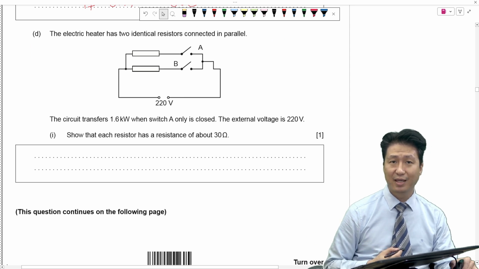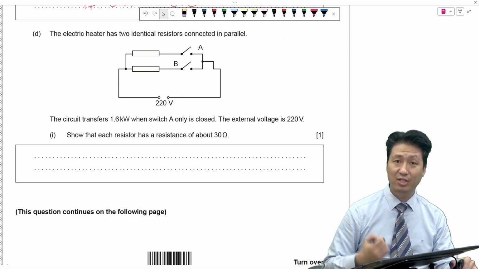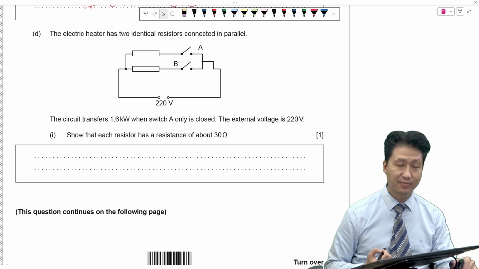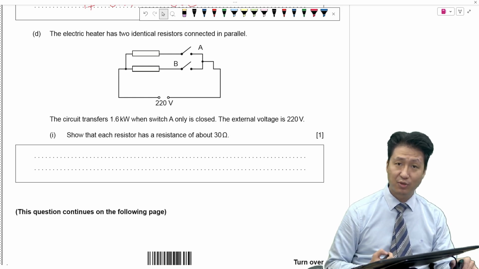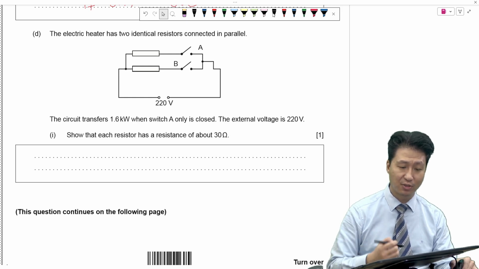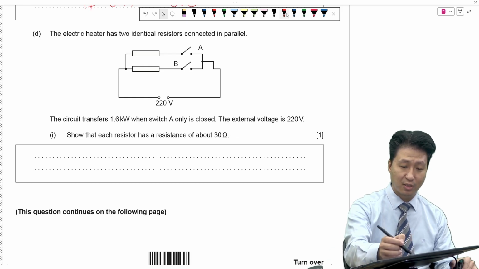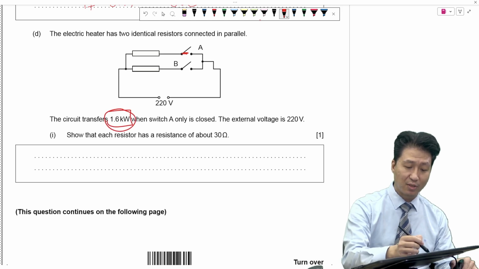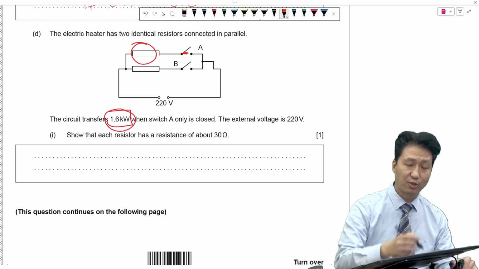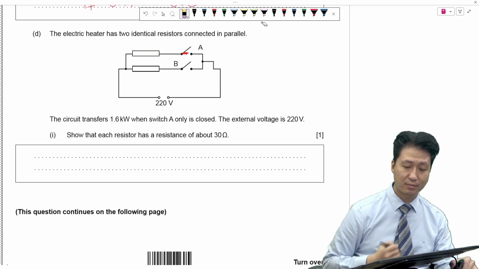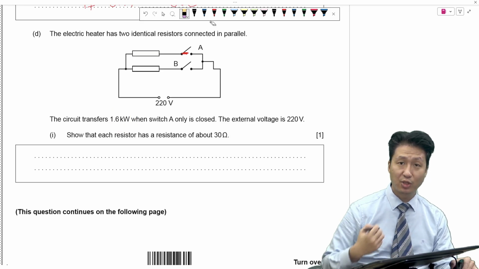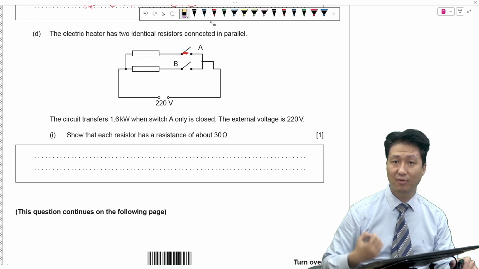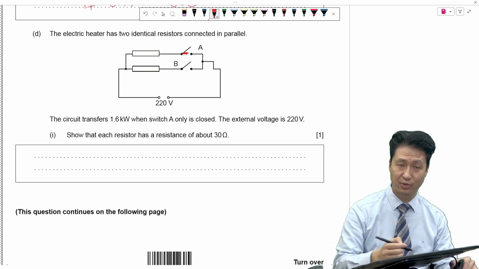In part D, the electric heater has two identical resistors connected in parallel. The circuit transfers 1.6 kilowatts when the switch A only is closed. So in this case, that means that all this power is transferred to just one resistor. Show that each resistor has a resistance of 30 ohms.